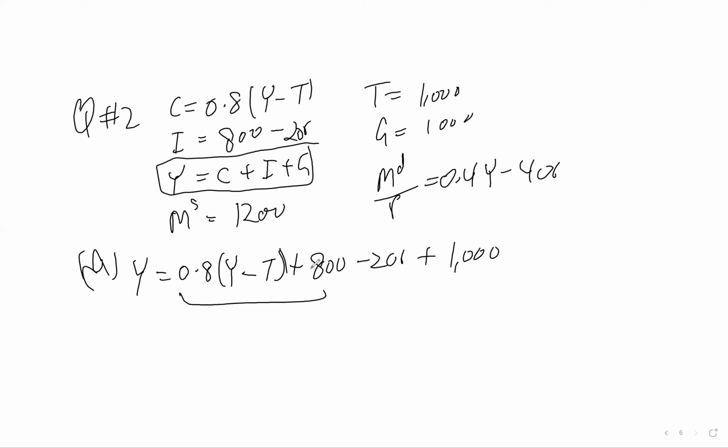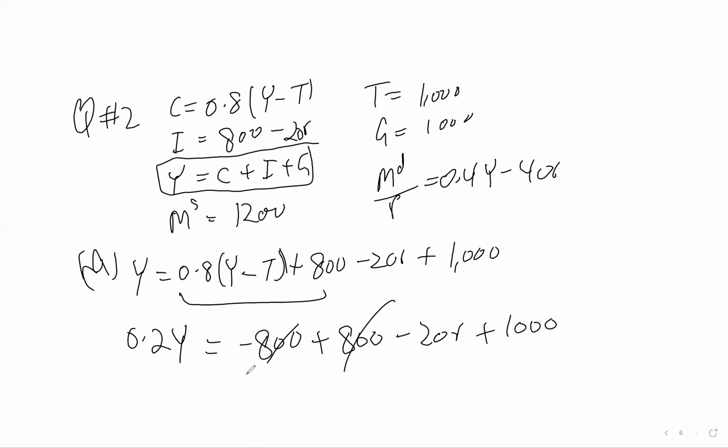And by doing this multiplication, you will get 0.2Y, and that is equal to minus 800 plus 800 minus 20R plus 1000. As you can see, these two will cancel each other out. And then you have 0.2Y. So to calculate Y, divide both sides by 0.2. And then you will get 5,000 minus 100R. So that's our equation number 1.